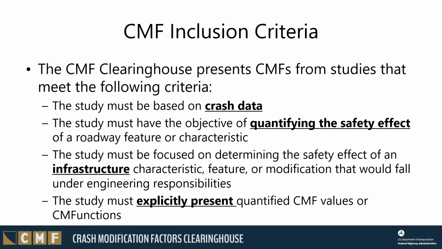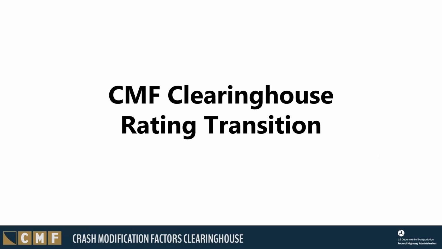In many cases, the study will get almost there, but not specifically report that CMF. If that's the case, we won't consider it for further review. Once we've identified studies that meet these criteria, they go through what we call a critical review process, where researchers on the CMF Clearinghouse team review the CMFs against our rating criteria. That's the focus of today's webinar: the process and the rating criteria we use to evaluate the CMFs. So I will turn this over to Taha to walk you through those criteria now.